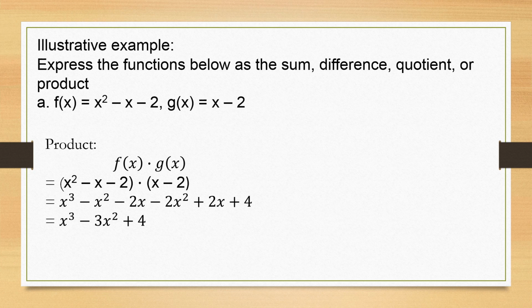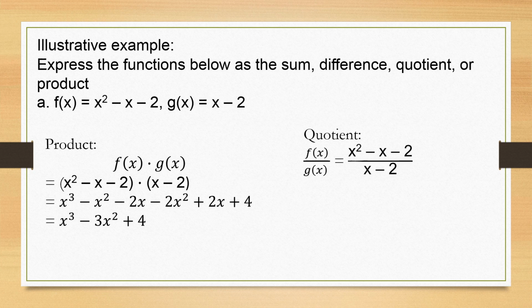Then combining like terms, we write first the terms that have the highest exponent. So we have x cubed followed by the squared term. We have negative 3x squared because negative x squared plus negative 2x squared becomes negative 3x squared. Then for the x term, negative 2x and positive 2x become 0 because they are unlike signs. Then just copy the constant term, which is positive 4. So finally, the product of f of x and g of x is x cubed minus 3x squared plus 4.